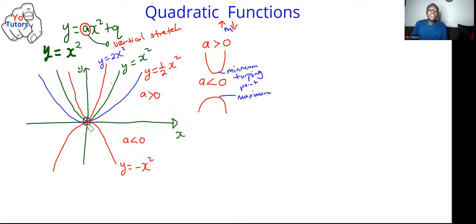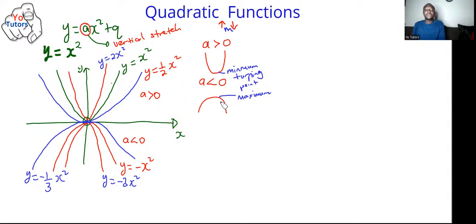But we do the same thing again if, let's say, our A is actually above 1 as well. What will happen here is that y is maybe equal to negative 3x squared. And if it's going to be a fraction, it makes the graph open more, to widen. So y is going to be equal to maybe negative a half, negative a third x squared. That's what we're talking about here.